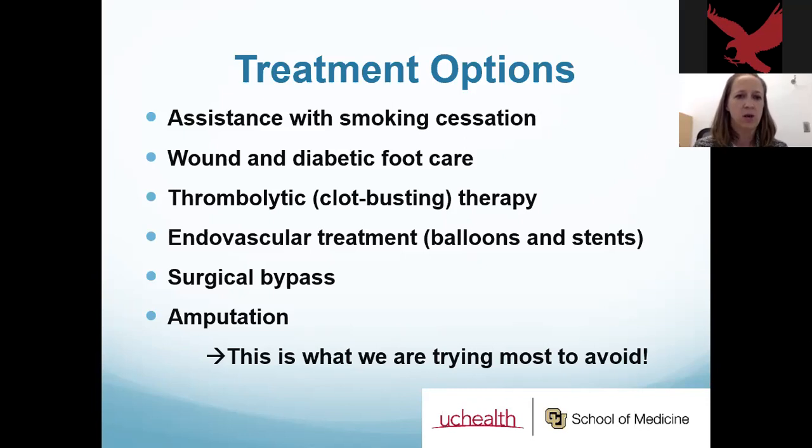So if somebody is a smoker, the first thing we're going to try to do is get them smoking cessation, particularly if their primary complaint is, I have cramping with walking, but I'm still able to go a certain distance. We'll say, perfect. You don't need a surgery yet, but we really got to get you on the right medications and get you to stop smoking. And the rest you can see here.